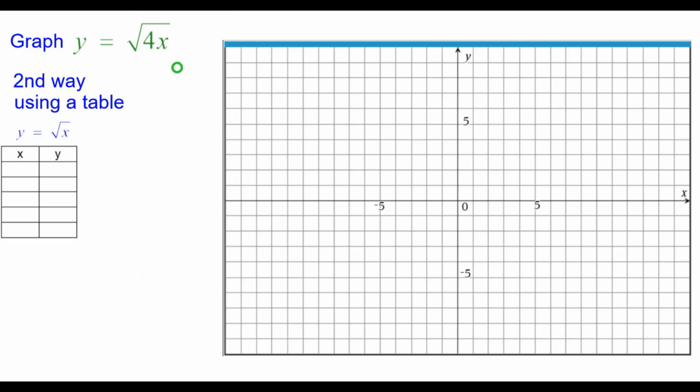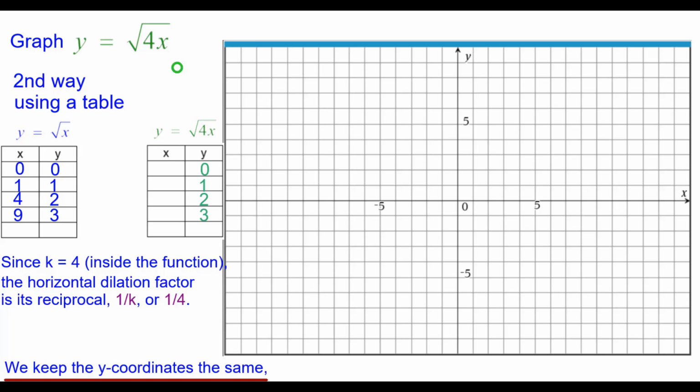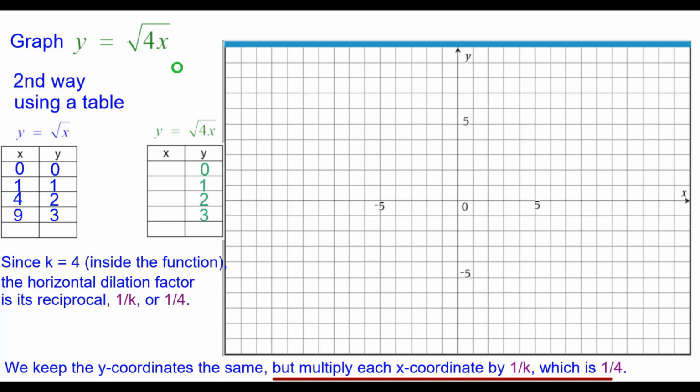Second way, using a table. Here's our normal radical table, square root table. K is inside the function, and so the horizontal dilation factor is its reciprocal, 1/4. We're going to keep the y coordinates the same in that table, but multiply each x coordinate by the reciprocal of k, which in this case is 1/4. So 0 times a 4th, 0, 0 is plotted. And we suggest you could finish this, so press pause, finish the table, plot the points, and resume when you're ready.